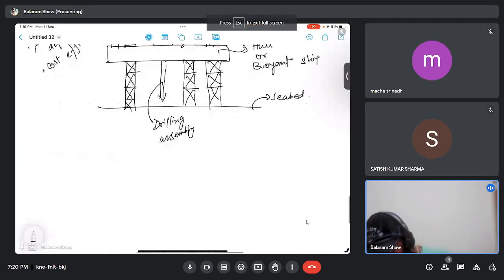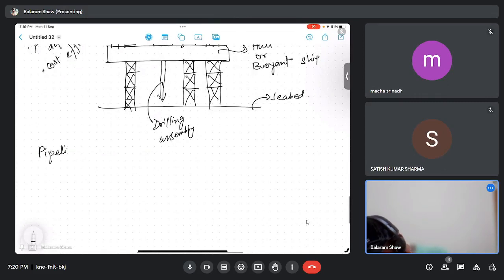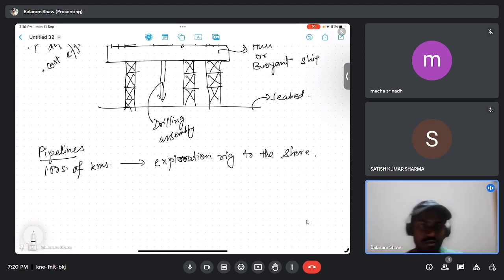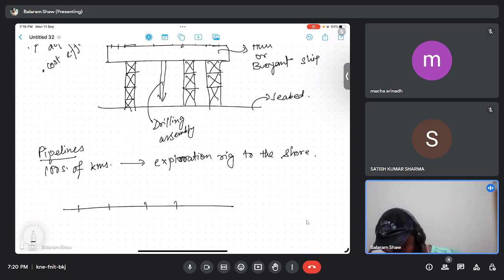Okay, so what I was talking about, the pipelines, we use them for hundreds of kilometers from the exploration rig to the shore or production units or processing units, wherever you want you can transfer. Now let us say one pipe is laid in this direction, and one pipe is coming from this direction. Here it can't interfere, so that kind of assembly will be there like this, and then it will go.